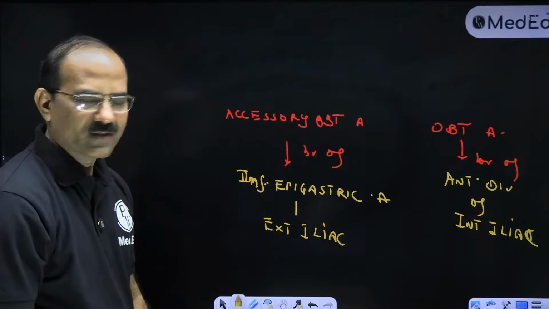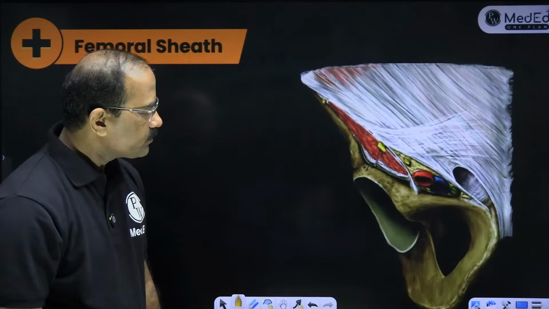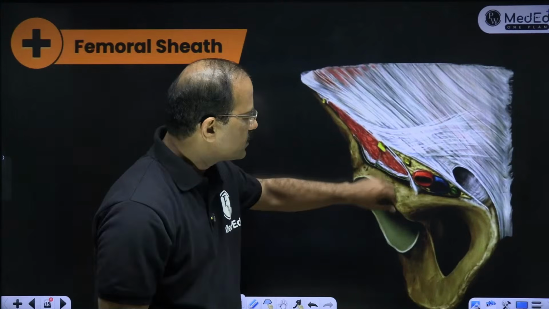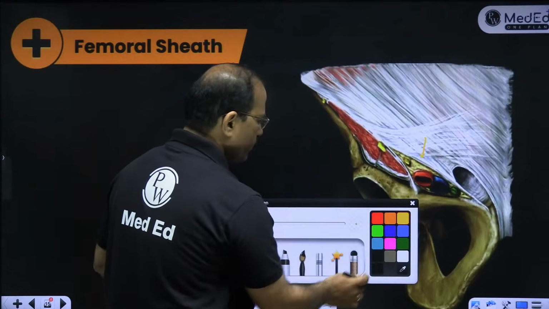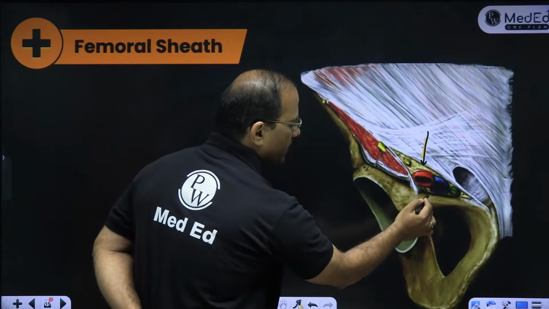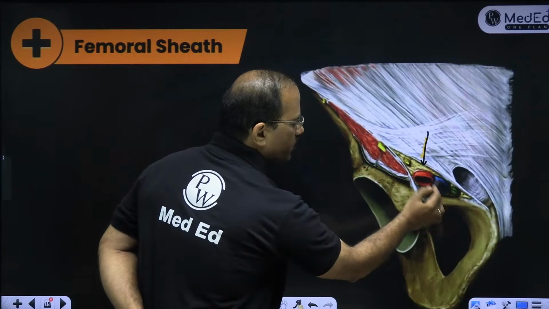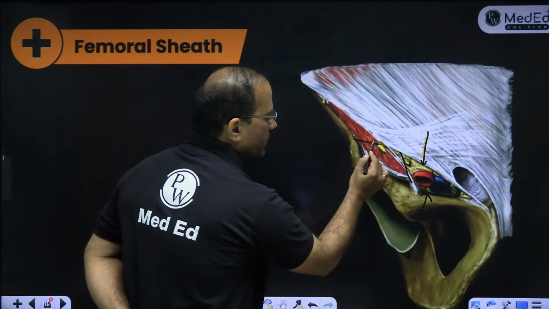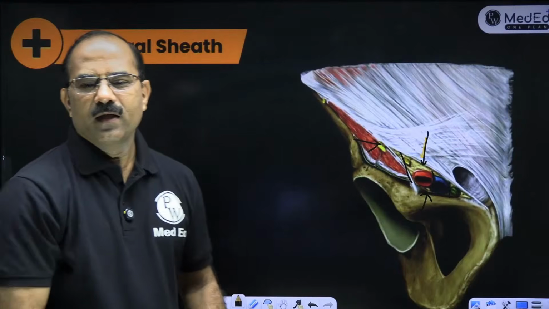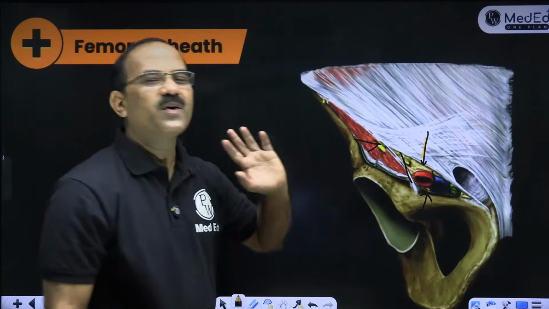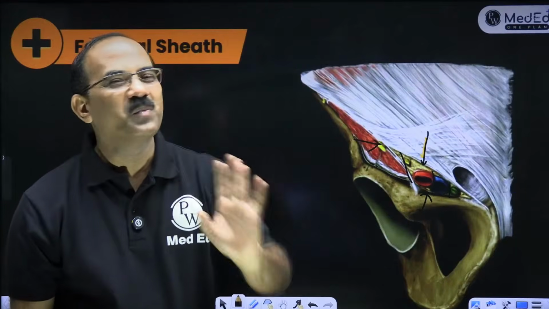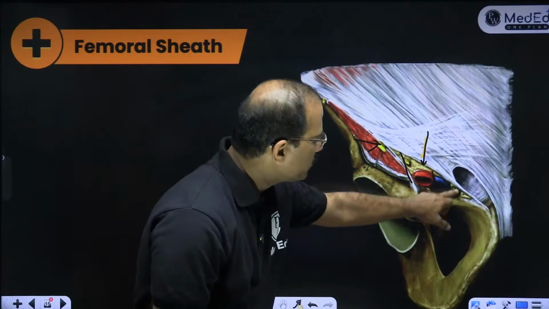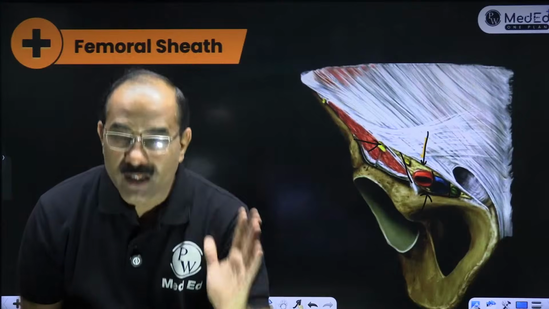Chalo. Fine. So that's about the femoral sheath. What is this structure? See, who is this? This is the fascia transversalis. This is the fascia iliaca. These are the compartments of the femoral sheath. What is this structure? This is the femoral nerve. The femoral nerve is not a content of the femoral sheath, right? The femoral nerve is not inside the femoral sheath.